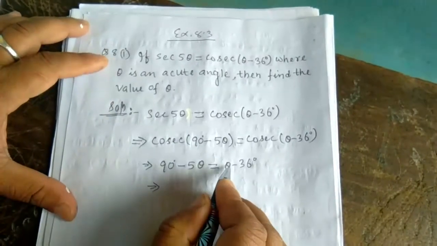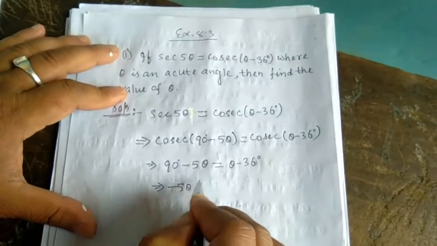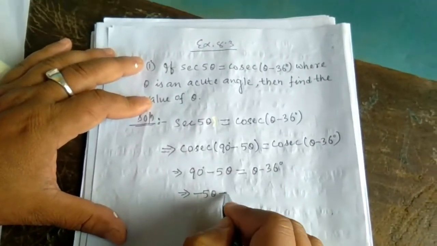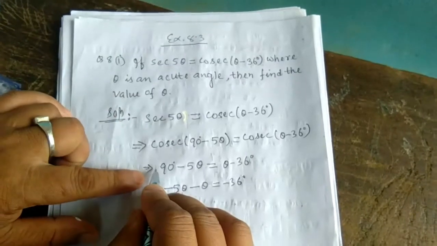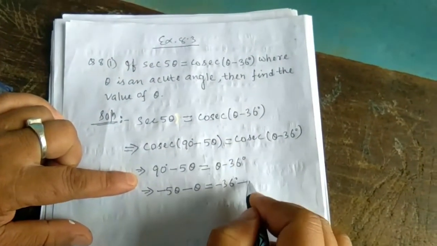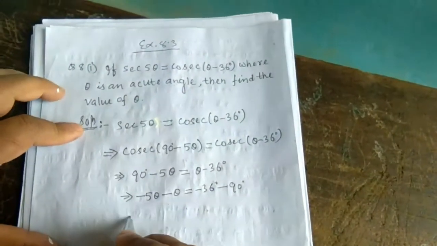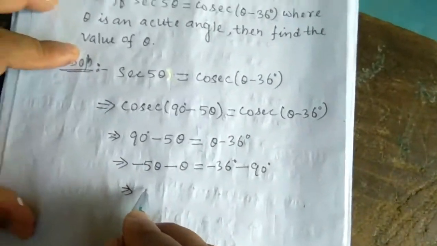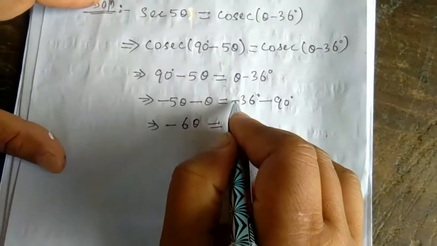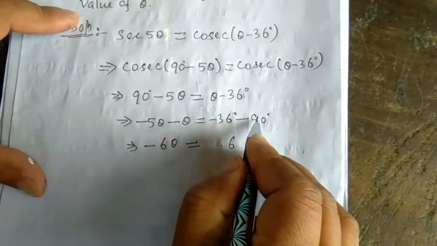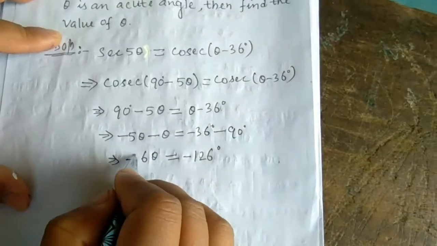We have to find the value of theta. That's why you bring theta to the left side and transfer the constant to the right. Minus 5 theta, this theta is positive; if you bring it to the left side, it will become negative, minus theta. This 90 is positive on the left-hand side; if you transfer it to the right, it will become negative, minus 90 degree. If both are negative, add 5 plus 1, 6 theta, with the negative sign. Here also both are negative, so we add: 36 plus 90 is 126, with the negative sign, so 126 degree.